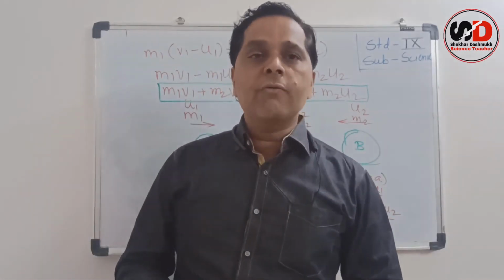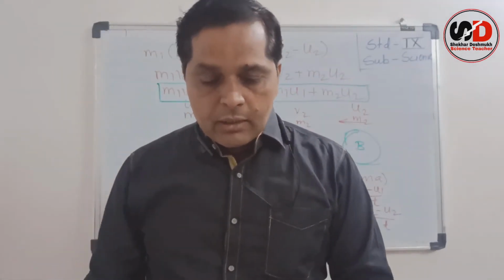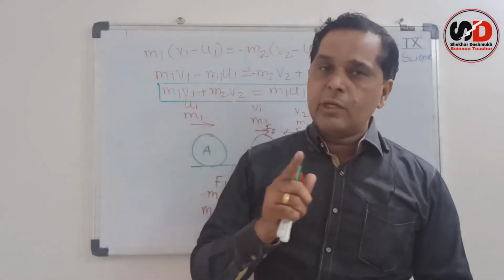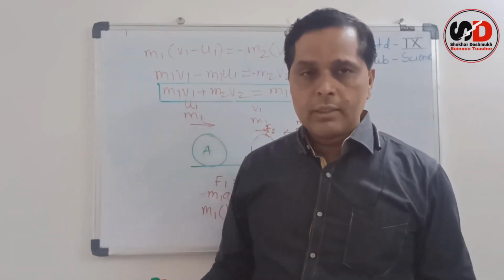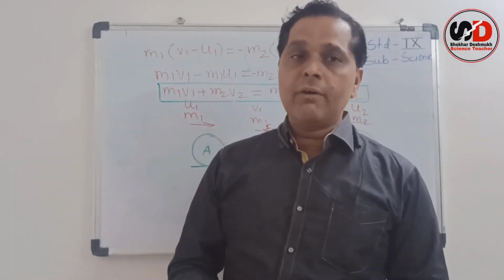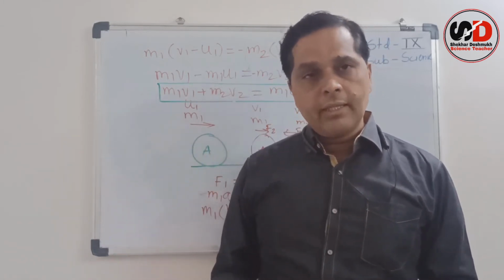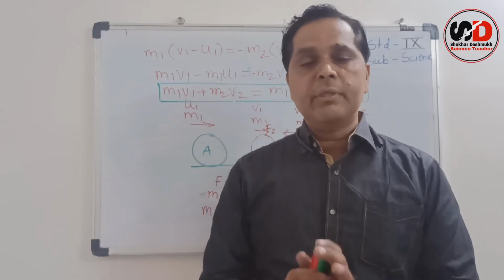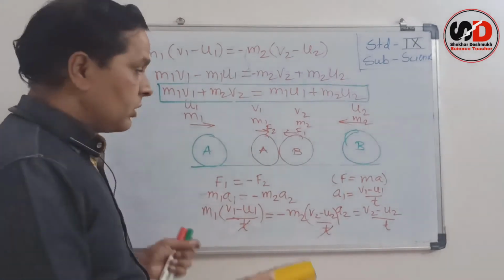And this is nothing but the law of conservation of momentum. The statement is given: when no external force is acting on two interacting objects, then their total momentum remains constant. That means it doesn't change. So this is the condition: whenever no external force is acting on two interacting objects, then their total initial momentum and total final momentum are equal. That means they don't change. So this is a corollary of Newton's third law of motion.